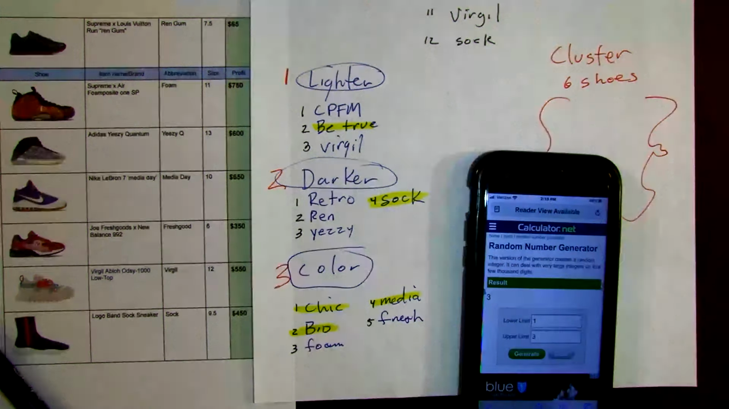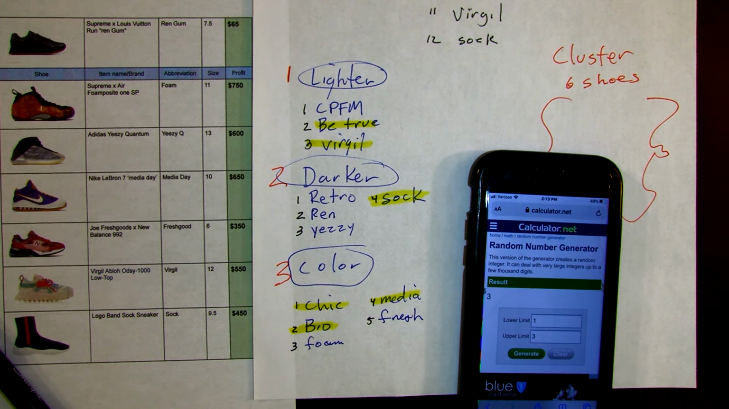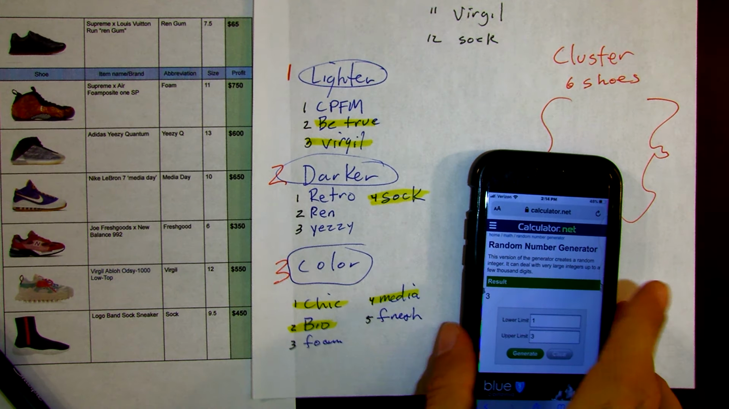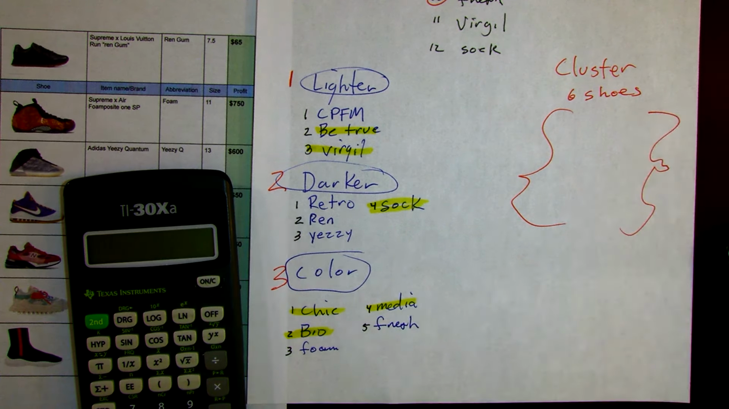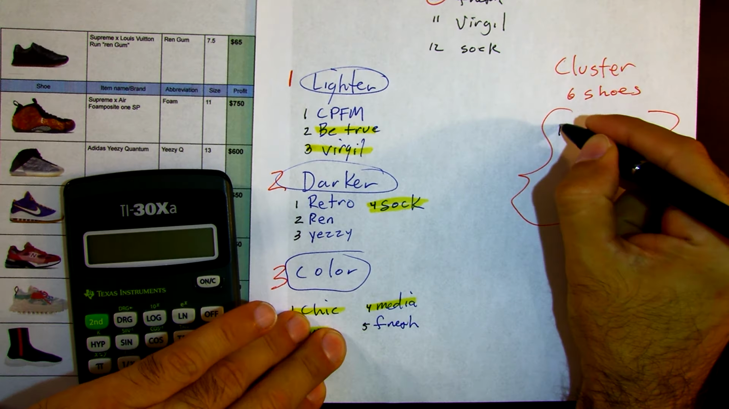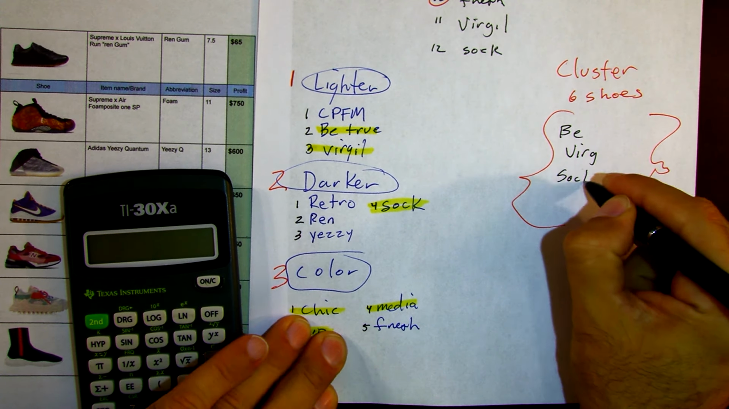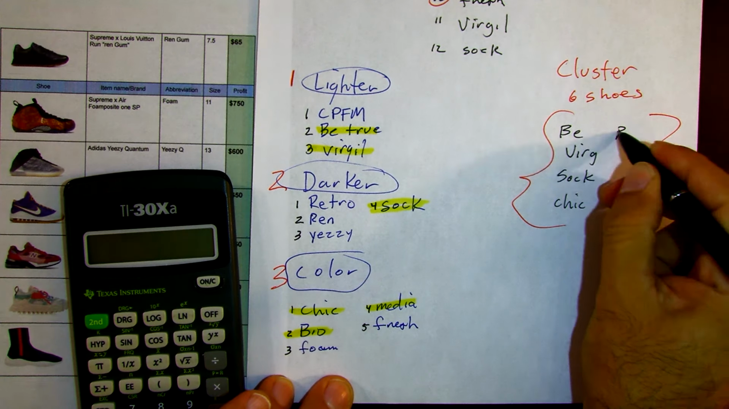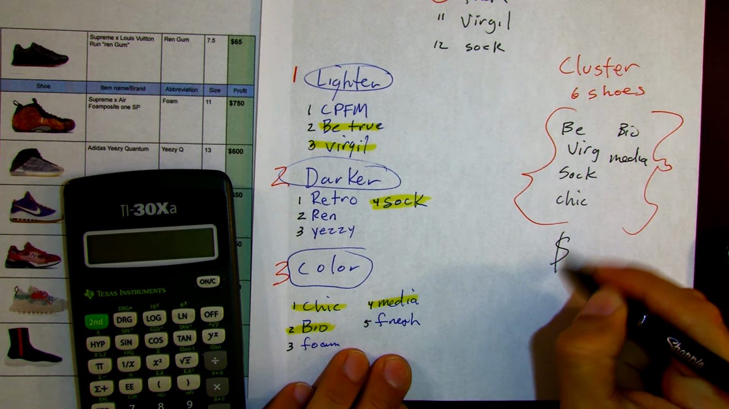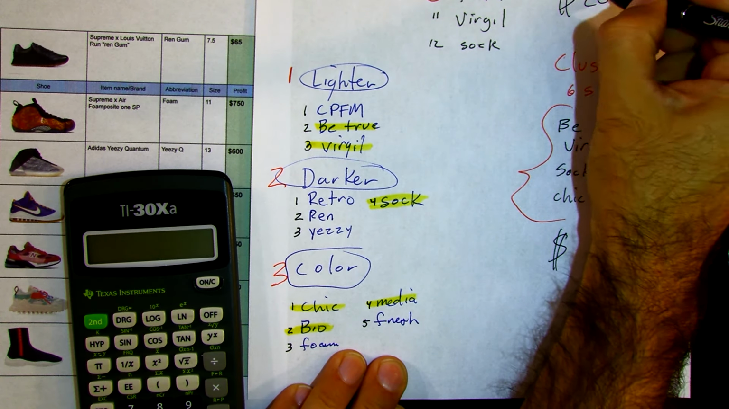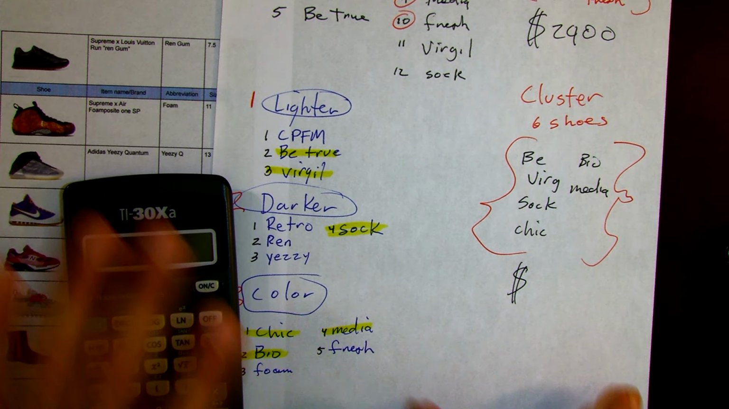Okay. So let's see what we have. We have the B true is $1,000. That's an expensive shoe. Jeez. Virgil, we get 554. Let's see what else. Sock is 450. Chicago was 450. Now it's getting close. Bio was 300. Media 650.